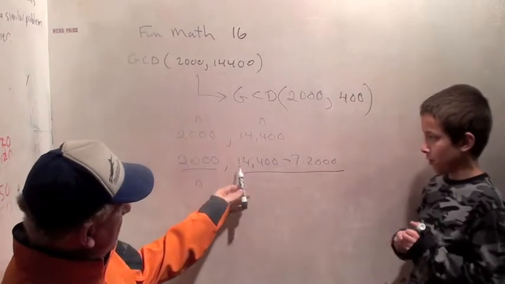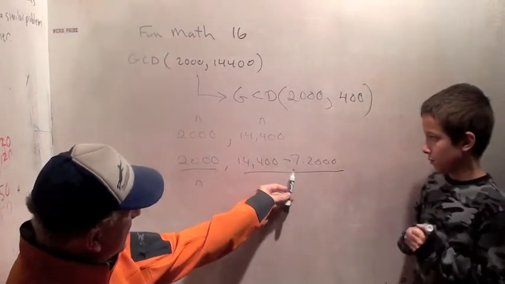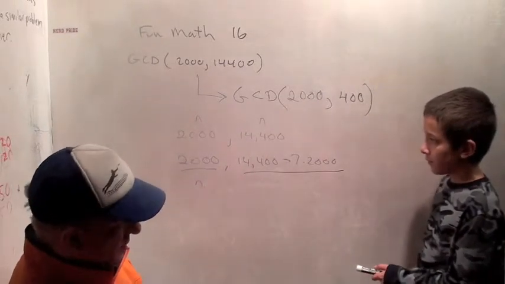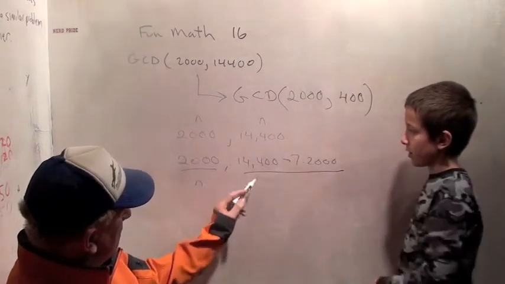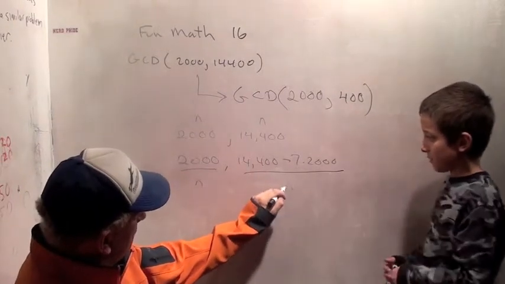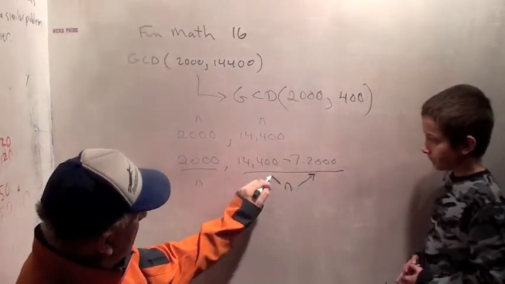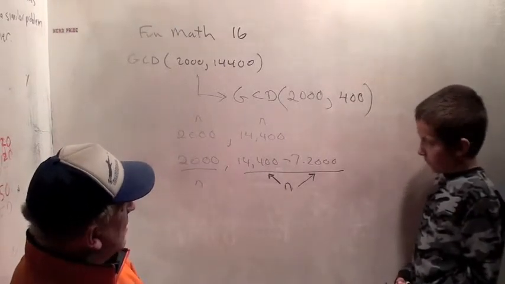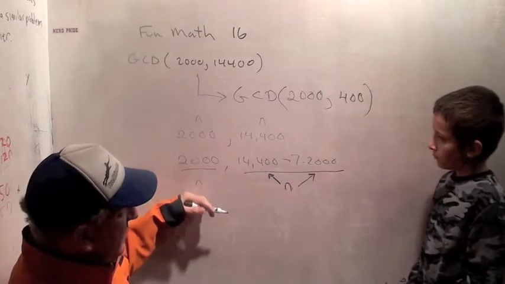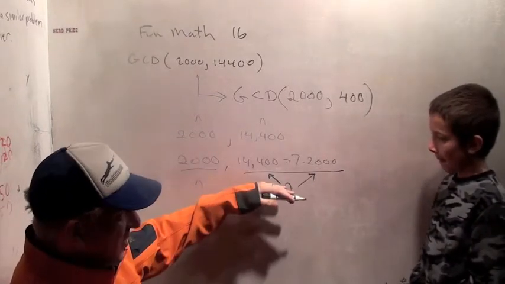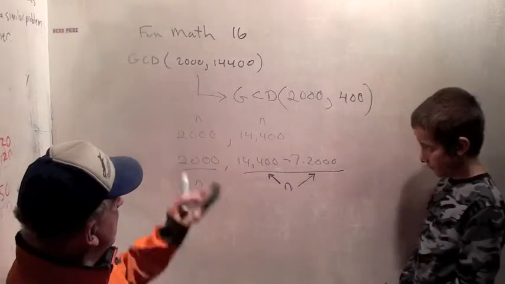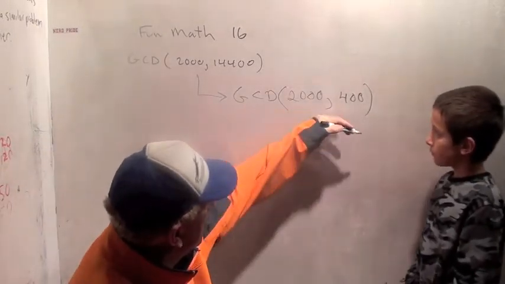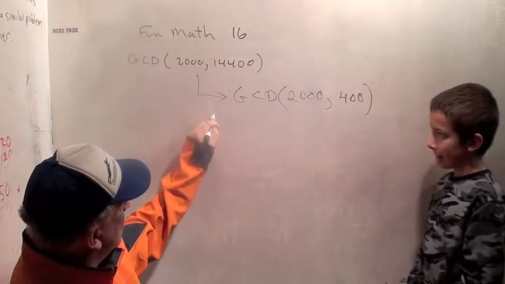Why does n divide into 14,400 minus 7 times 2,000? Well, n divides into 14,400 and n divides into 2,000, so it must divide into the difference. So the greatest common divisor, which is what we're looking for, would also have these properties. It would divide into all this. So that means the greatest common divisor must go into 400.